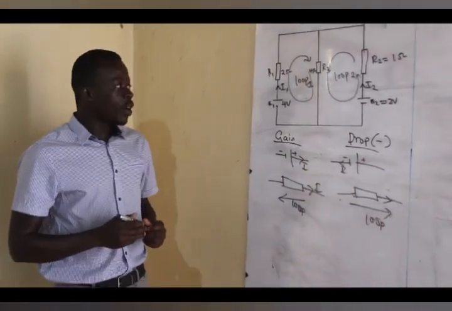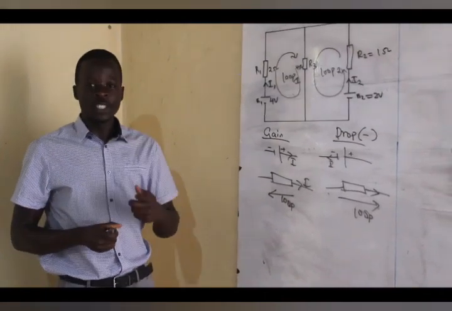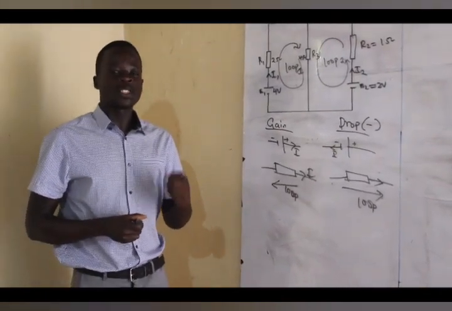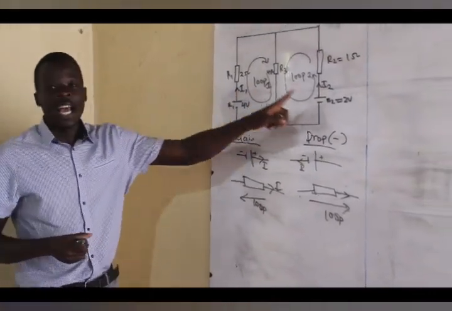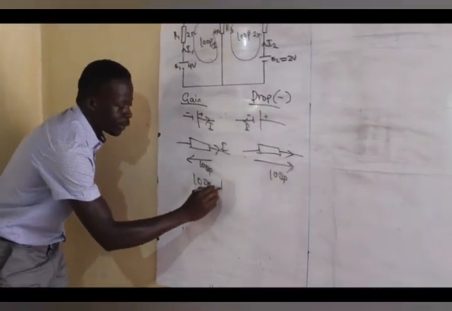I want us to look at each loop independently to help us come up with two equations, and these two equations will help us solve the values of both I1 and I2. So let me begin with loop 1.